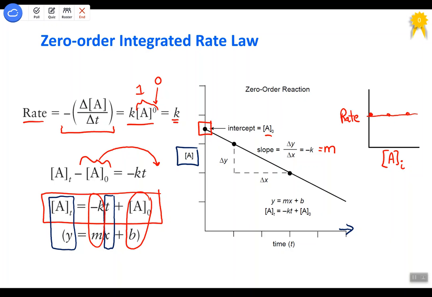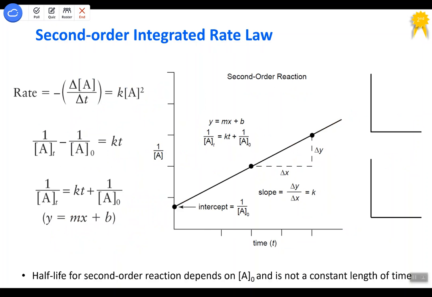Some enzyme kinetics occur according to zero order or pseudo-zero order. You can add more and more reactant to your reaction, but if the enzyme is saturated, you can add as much reactant as you want. The reaction isn't going to go any faster because the enzyme's already going as fast as it can. So a lot of enzyme kinetics are zero order reactions, or pseudo-zero order, once that enzyme gets saturated. So this is zero order.